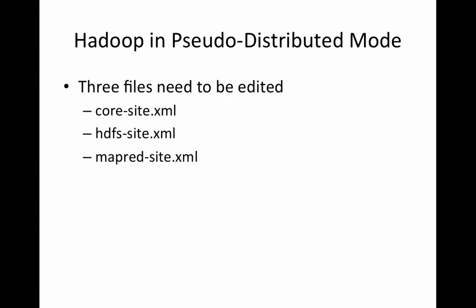For the time being, we focus on configuring Hadoop in the pseudo-distributed mode. The following configuration files need to be edited to run it in the pseudo-distributed mode. These are core-site.xml, hdfs-site.xml, and mapred-site.xml. All of these files are available from the etc/hadoop folder from your Hadoop install directory.